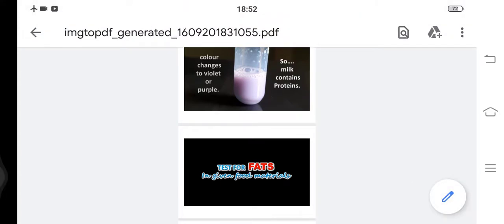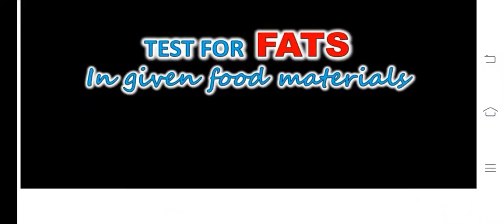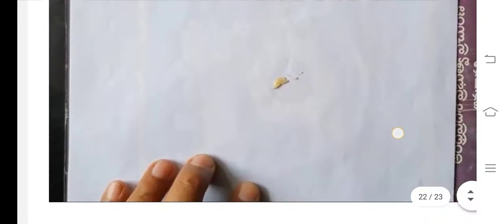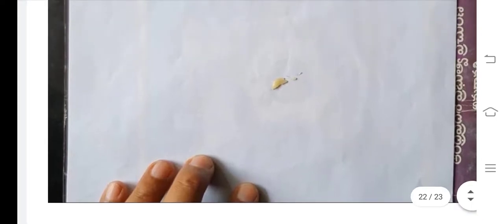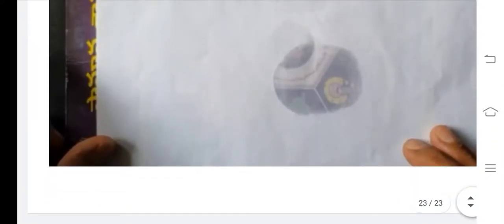Next, test for starch. So, what is the test for starch? Observe carefully, children. Test for starch in a given food material. Very important. What is this? Butter or cheese or ghee, whatever it may be. This is a sheet of paper, right? See, if you put a drop of oil on paper, what will happen? It becomes transparent, or semi-transparent, which is called translucent.